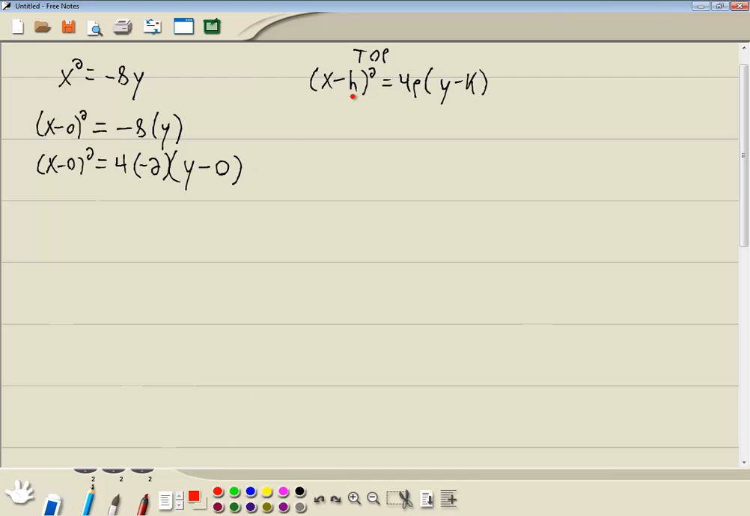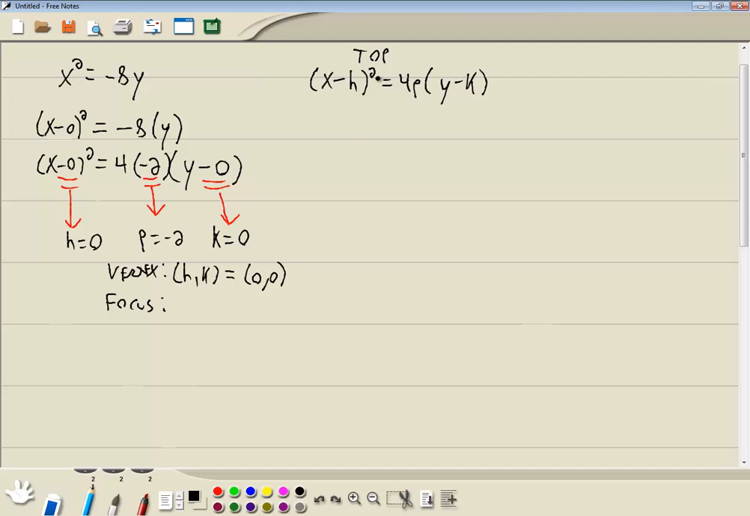So the number that's with our x is our h, and it's going to be the opposite sign, though 0 doesn't have a sign. So h is 0. Whatever number's inside the parentheses here is our p. So we've got p is equal to negative 2. And whatever number's right here is going to be our k, and it's usually the opposite sign. k is going to be 0. So our vertex is (h, k), no matter if we're using top or bottom formulas. That doesn't change.